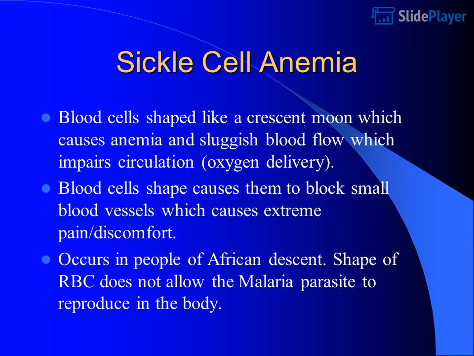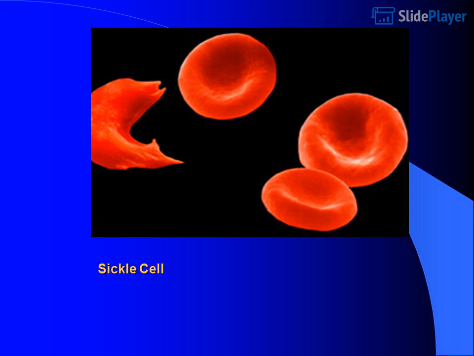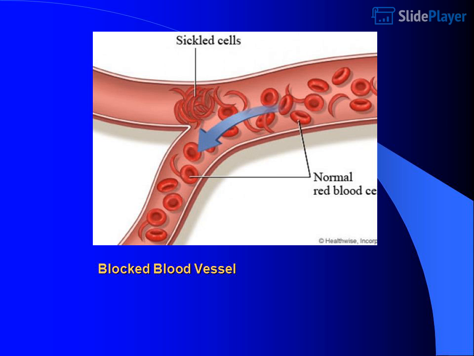Sickle cell anemia. Blood cells shaped like a crescent moon cause anemia and sluggish blood flow, which impairs circulation and oxygen delivery. The cell shape causes them to block small blood vessels, which causes extreme pain and discomfort. Occurs in people of African descent. The shape of RBC does not allow the malaria parasite to reproduce in the body. Sickle cell. Blocked blood vessel.